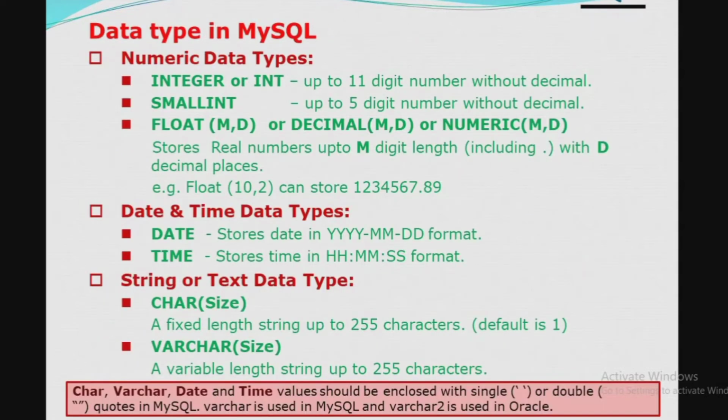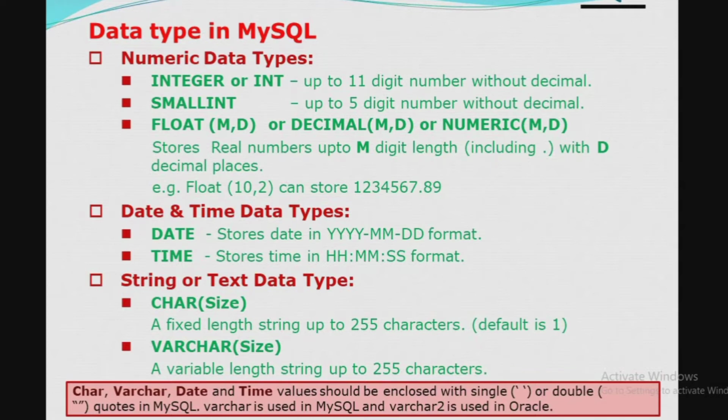There are several types of data types available in MySQL. We'll discuss some of them. First one is numeric data type. Integer, which is used to store 11-digit number without decimal. Small int, it is used to store up to 5-digit number without decimal. Float is used to store real numbers.